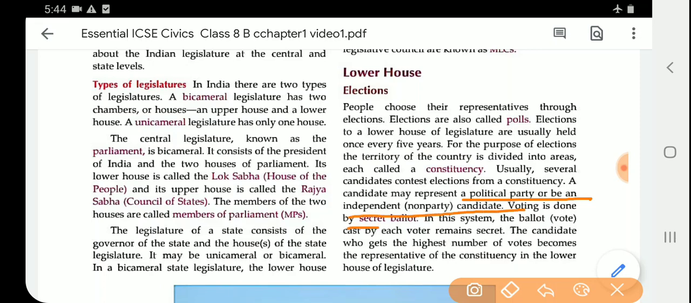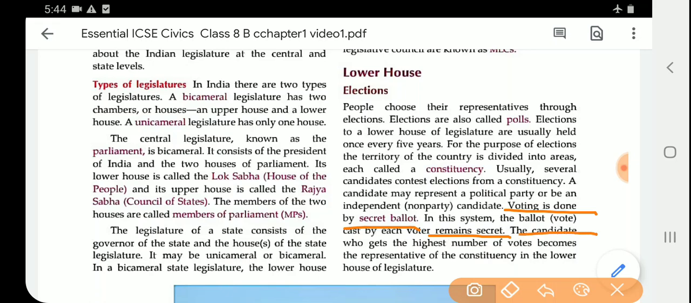Voting is done by secret ballot. Okay, remember that voting is always done by secret ballot. In this system, the ballot vote cast by each voter remains secret. Suppose I am going to put the vote, it is not known to anyone for whom I have given the vote. Okay, it is secret, only I know.